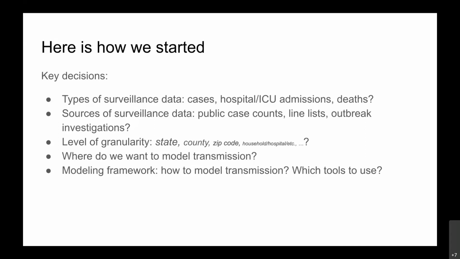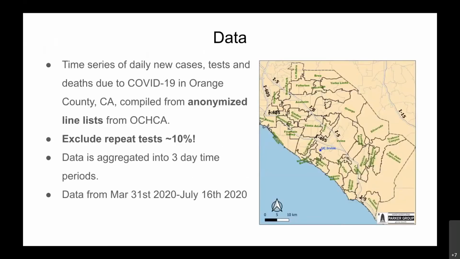And then finally, we had to think about how we were going to model this. So what kind of tools were we going to use? And that's sort of downstream of all the other questions. But where we settled was on an analysis of data from Orange County, California, where Vladimir and Damon and Isaac are, and many of their colleagues there were able to get line lists of anonymized data from the Orange County Department of Public Health.